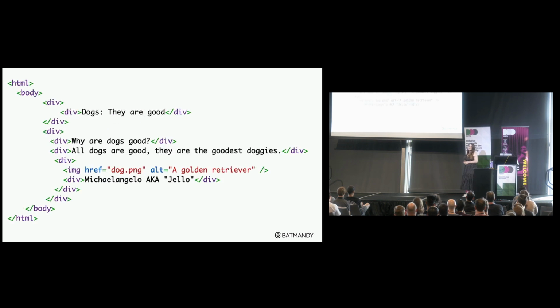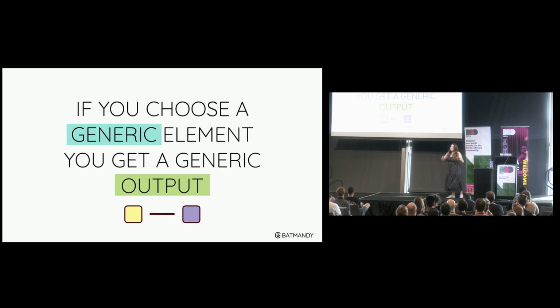And the same applies if you use divs for everything. You lose the benefits of the language, right? This is why it's important that you actively choose the right element to represent your data, and don't just default to div, because if you choose a generic element, you're going to get generic output. And that's not what good developers do. We're specific about what we want.